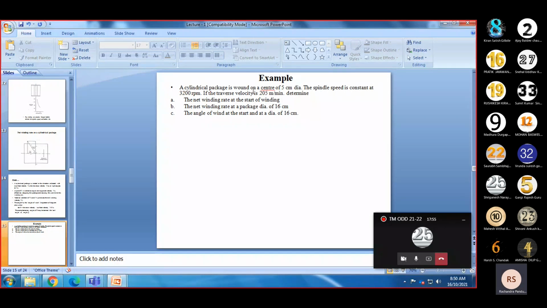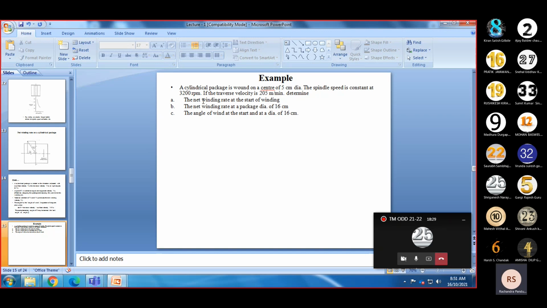The cylindrical package is wound on a centre of 5 cm diameter. The spindle speed is constant at 3200 rpm. If the traverse velocity is 205 meters per minute, determine the net winding rate at the start of the winding, then the net winding rate when the package diameter reaches 16 centimeter, and the angle of wind at the start and at a diameter of 16 centimeter.